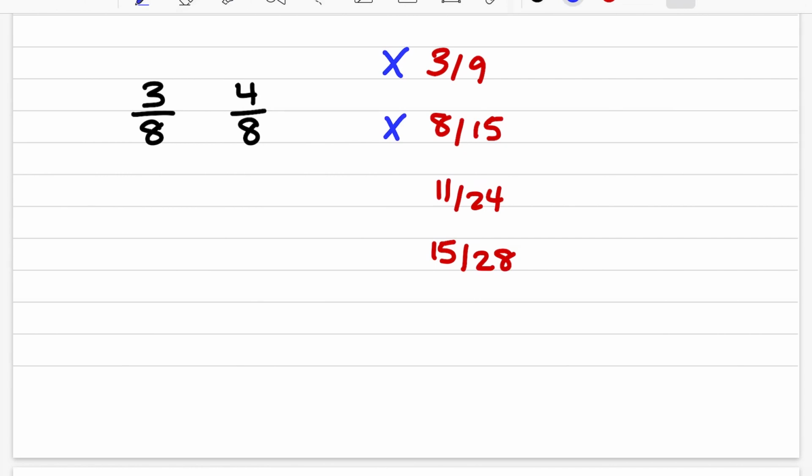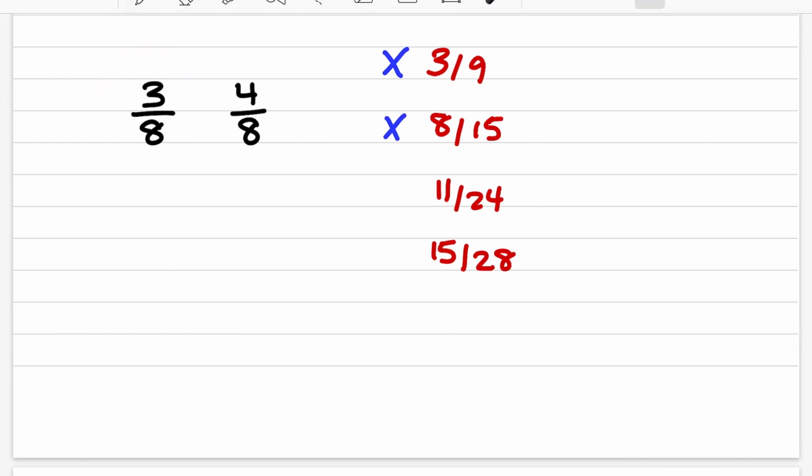11 over 24. This one's a little bit trickier. You can think about it again in terms of a half. So half of 24 would be 12. So it is on this side of 4 over 8. But then we want to know which side of 3 over 8 it is on.